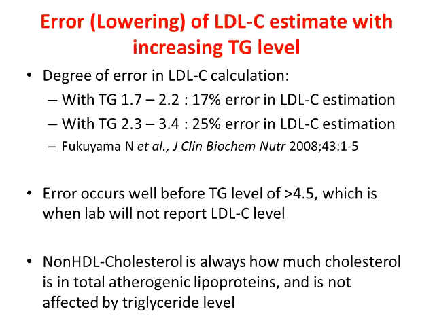So there's a fairly big degree of error in the estimate of LDL cholesterol with increasing triglyceride level, and this study looked at that. So if you have a triglyceride between 1.7 and 2.2, you have a 17% error, meaning reduction in the estimation of LDL. And if your trigs are 2.3 to 3.4, it's up to 25% error. So this is well before TG of 4.5. The benefit of non-HDL cholesterol is it's always how much cholesterol is in your atherogenic lipoproteins, regardless of how long you fasted or when you ate, and it's not affected by the triglyceride level.